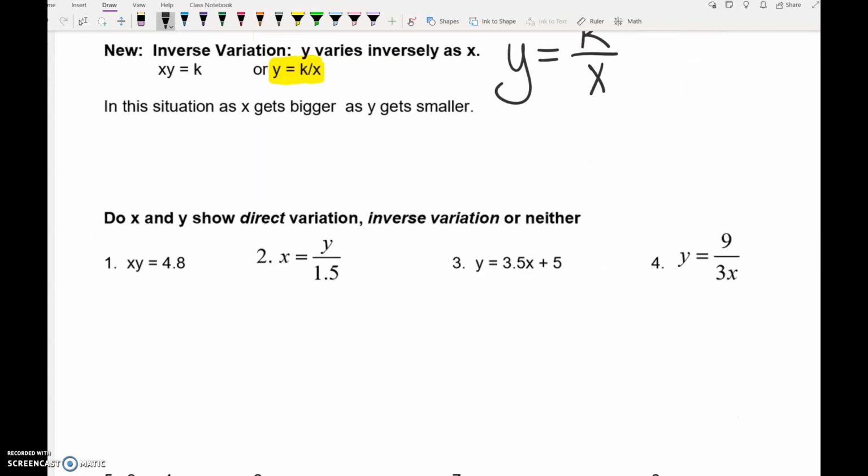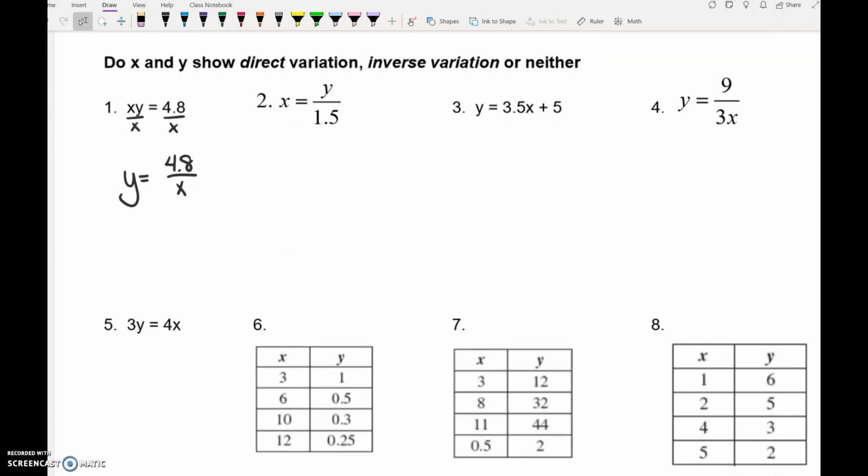So here's an example. xy equals 4.8. I want to get y by itself, so I'm going to divide both sides by x. We have y equals 4.8 divided by x. Does that look like direct variation, inverse variation, or something else? Inverse.